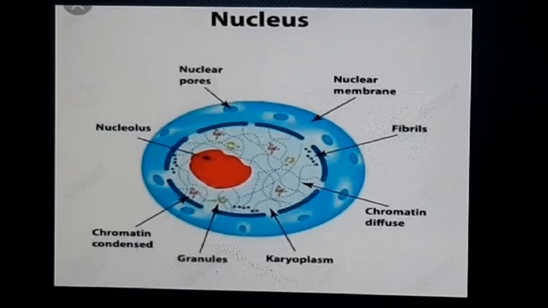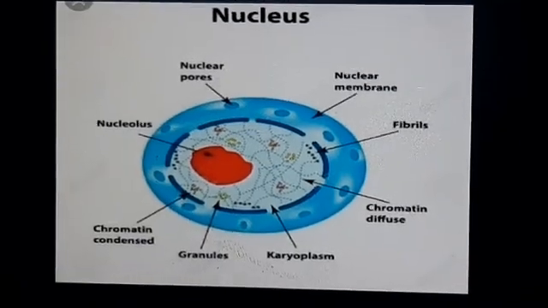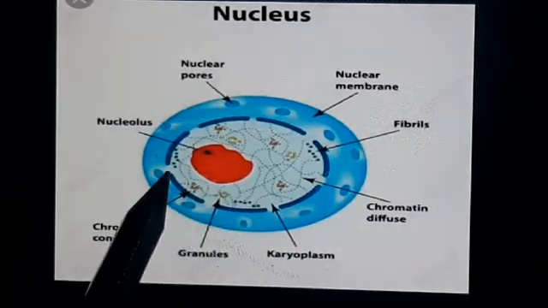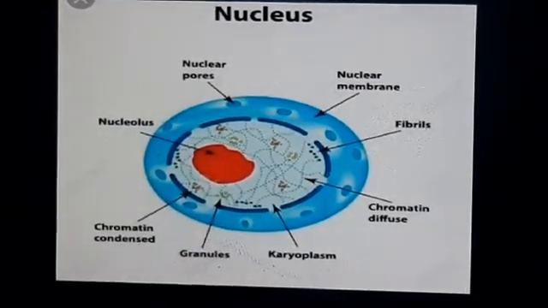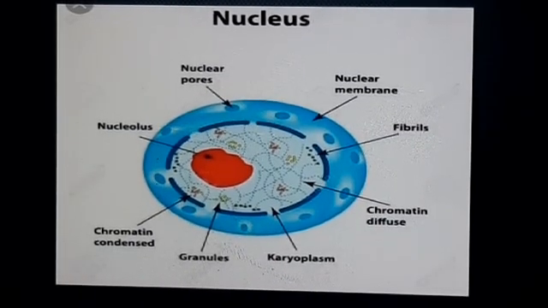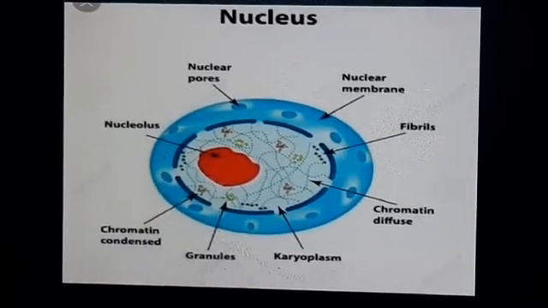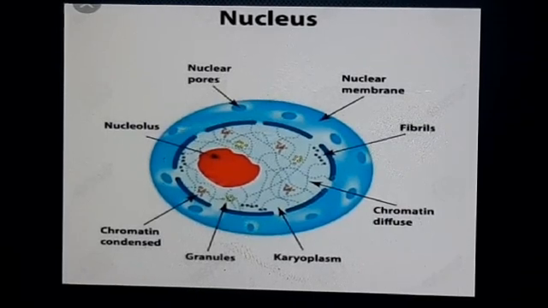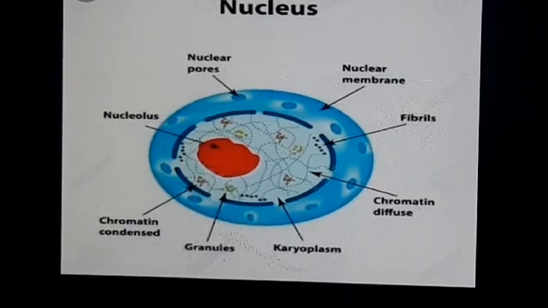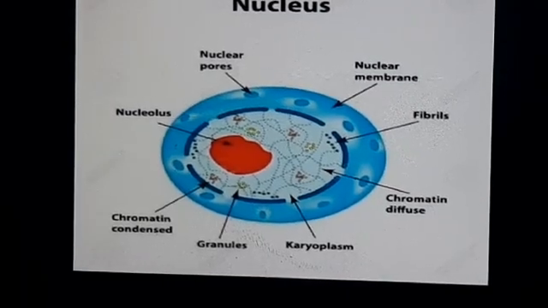Then nucleoplasm contains the nucleolus, this red colored part, and thread-like structures. You can observe here in the figure these fine thread-like structures, which are known as chromosomes. The next component of the nucleus is the nucleolus, this red portion. So the nucleolus is densely stained. Stained means colored, a part which is easily identified inside the nucleus. So it is a densely stained spherical structure present inside the nucleus.